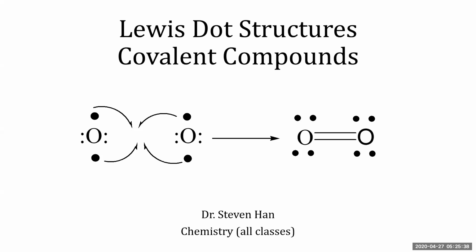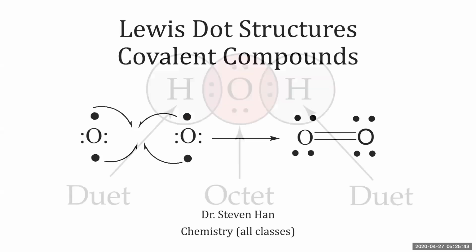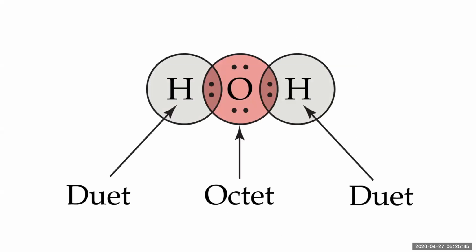This lecture is on Lewis dot structure, specifically on covalent compounds. Here in this figure, there are two words we need to know, duet and octet. Duet means an atom surrounded by two electrons. You can see that with hydrogen.